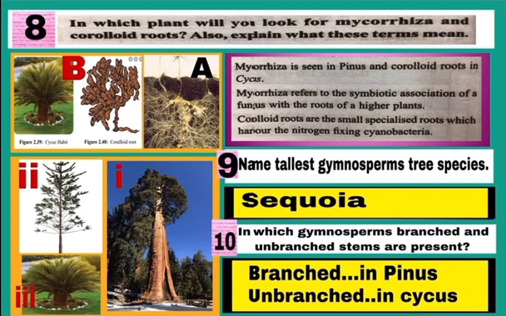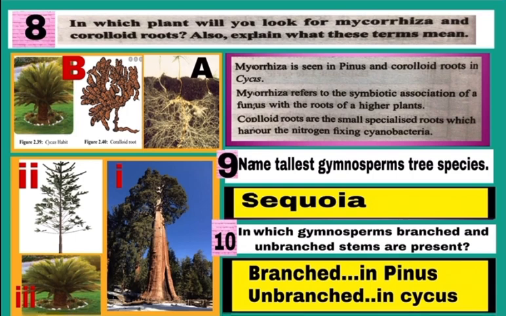Now, what is mycorrhiza? It is the symbiotic association of fungus with the roots of higher plants. Symbiotic means live together for the benefit of each other. What does the fungus do? Fungus provides moisture to the plant and plant give nourishment to the fungus. So that's how they live together. Now, coralloid roots are special roots which are associated with nitrogen fixing cyanobacteria.